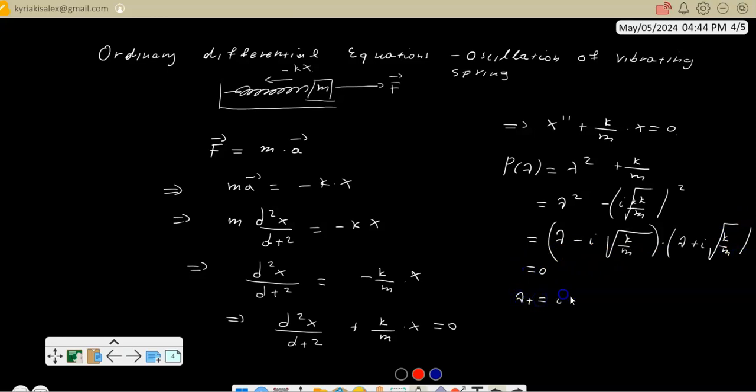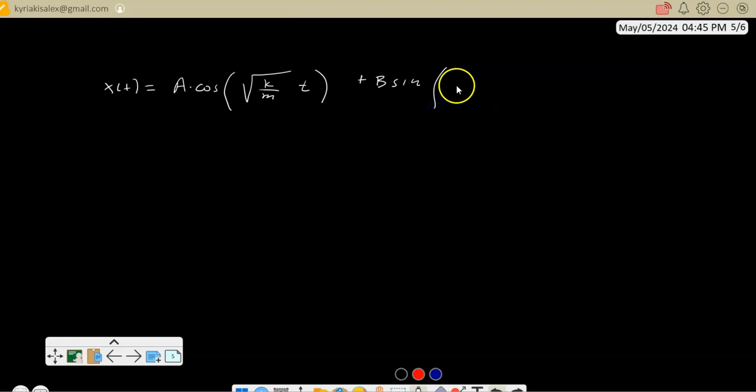The solutions are imaginary numbers. Lambda plus is i square root of k divided by m, and lambda minus equals minus i square root of k divided by m. So the general solution, x of t equals a times cos square root of k divided by m times t, plus b sine square root of k divided by m times t.